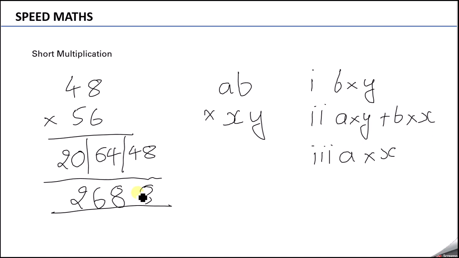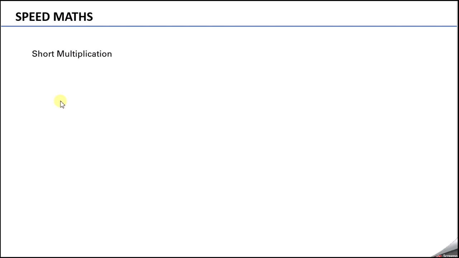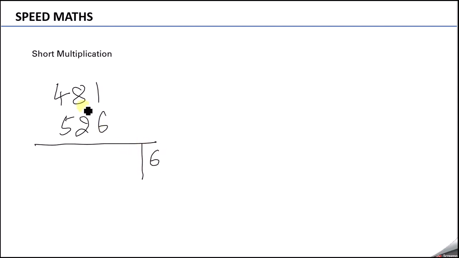So this was for two. Now we will see how to do it for three so that you will know the importance of this technique. Take a three-digit number, say 481 into 526. Now I'll follow the same procedure. First is 1 into 6, 6, make a compartment. Next we go 8 into 6 plus 2 into 1. 8 sixes are 48 plus 2 gives us 50. Make a compartment. Now we will have the third step.